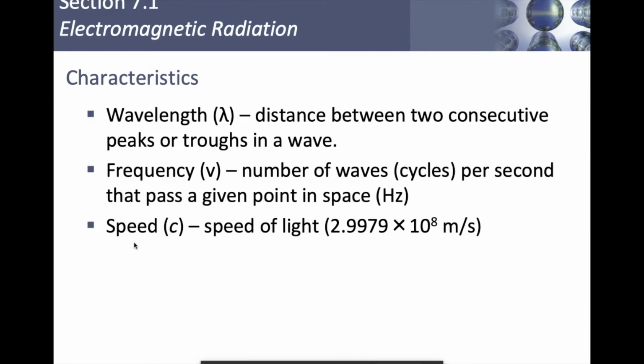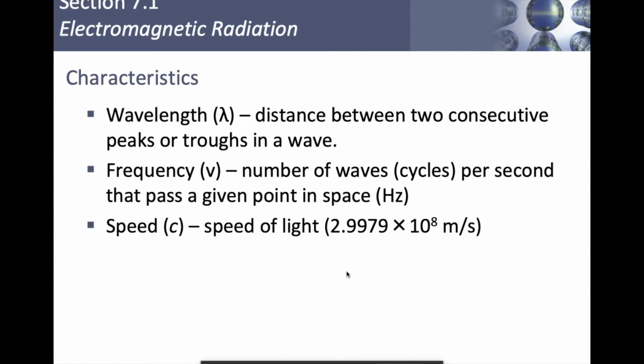And when we say speed of electromagnetic radiation, we're actually talking about the speed of light. And so that is a constant in a vacuum at 2.9979 times 10 to the 8th meters per second. So notice that in order to get speed here, wavelength would need to be in meters, and frequency would need to be in, you guessed it, inverse seconds, or hertz, okay?